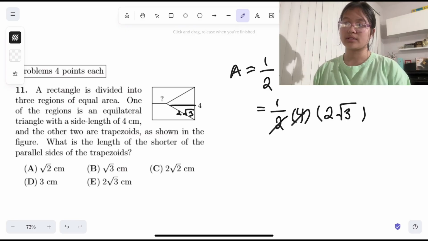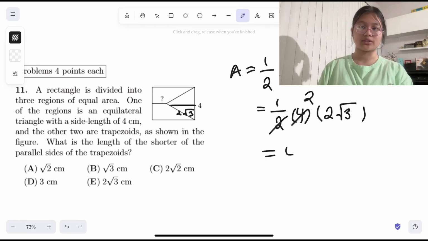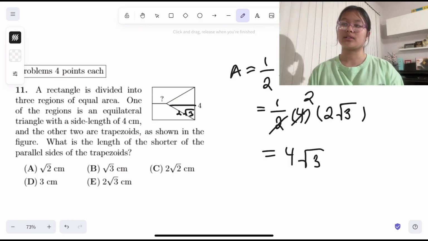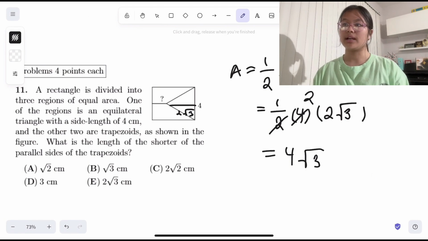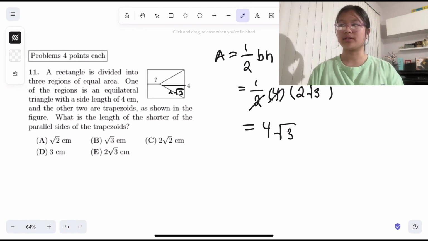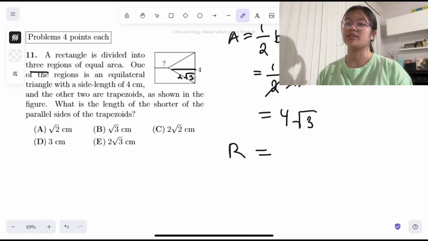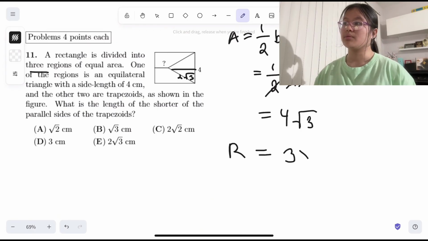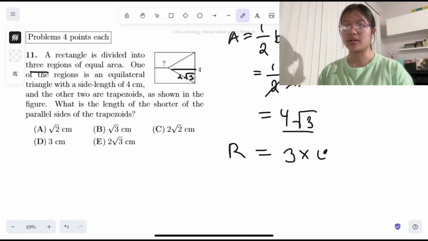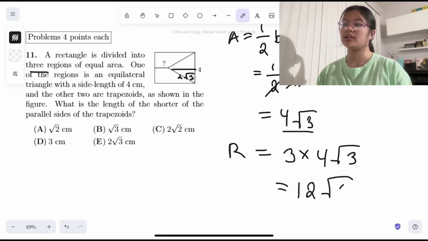So now since 2 and 4 have a common factor of 2, we can cross that out. And now 2 times 2 square root 3, that is 4 square root 3 as a result. So that is the area of the triangle so far. Alright. And now to find the area of the whole rectangle, we can do 3 multiplied by 4 over 3. And that is 12 square root 3.